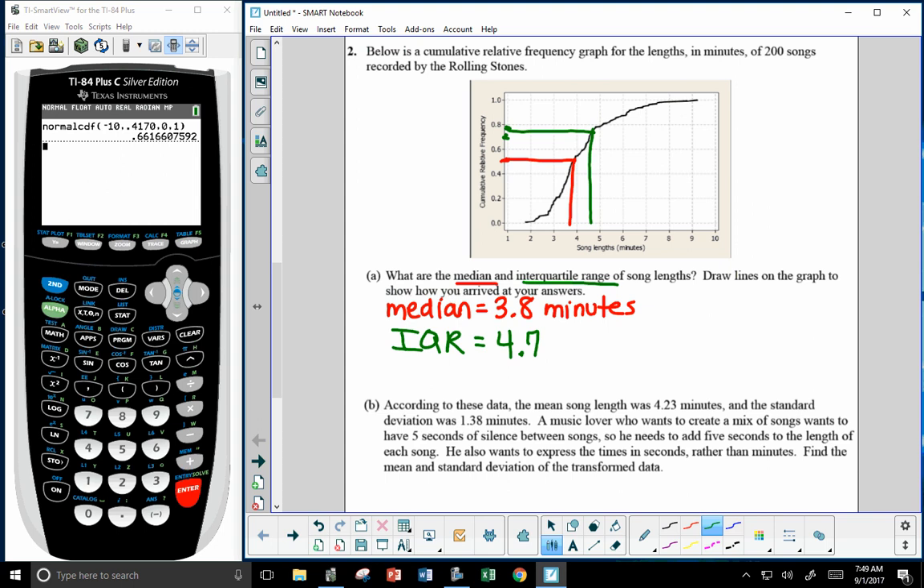So we want to mark on over, see where that corresponds on the horizontal axis, and the answer key calls that 3.4. I say the way I do it, it looks a little bit higher, but that's okay. Again, we're going to give a range of values that we're going to accept because we're having to eyeball this. So 4.7 minus 3.4 is equal to 1.3, and so that would be an interquartile range of 1.3 minutes.